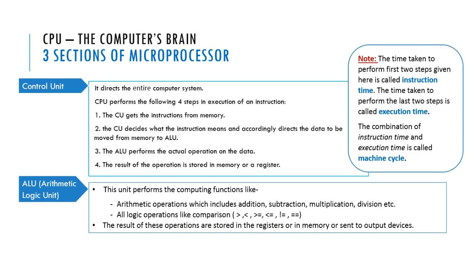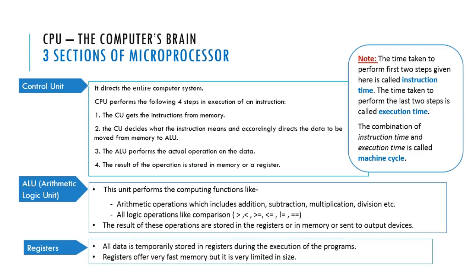The third important component of this CPU is registers. All the data is temporarily stored in the registers during the execution of the program. These registers offer a very fast memory, but it has a very limited size. So this is about the three sections of the microprocessor or the CPU.